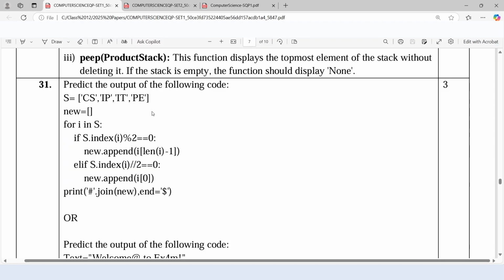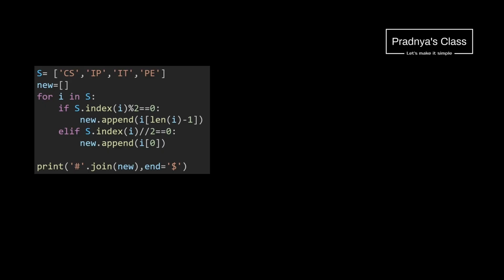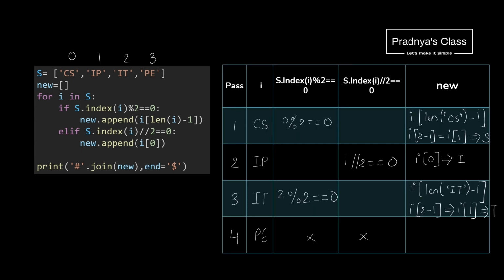By proceeding through the sample paper, I got one question. Alright, here we are. If you can solve it yourself, pause the video. Hope you got the correct output. Now let's solve it together. We know to predict the output, we always need a dry run table. It will look like this.